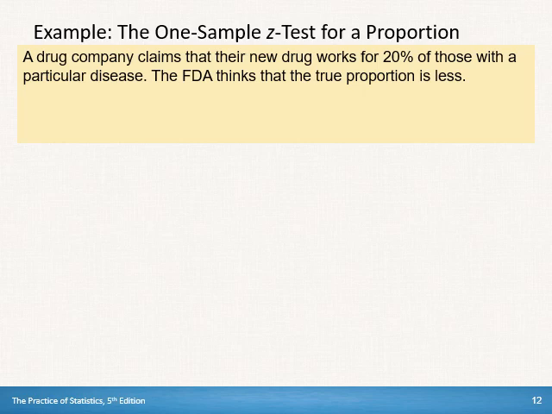All right, let's go through an example. Drug company claims that their new drug works for 20% of those with a particular disease, and the FDA thinks that the true proportion is less. Okay, so use that information. You have on your paper the rest of the question sitting there, but I specifically hid the rest of the question because I don't want us to think about looking at the statistic to help us come up with the alternative hypotheses. So come up with the null and alternative hypotheses, the alpha level, and also say what p is in context.